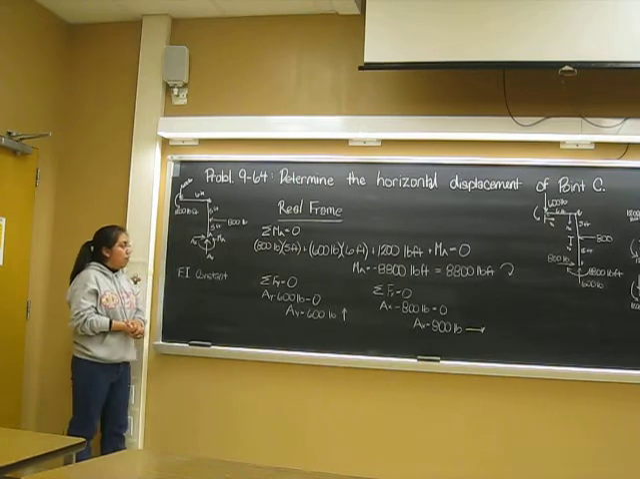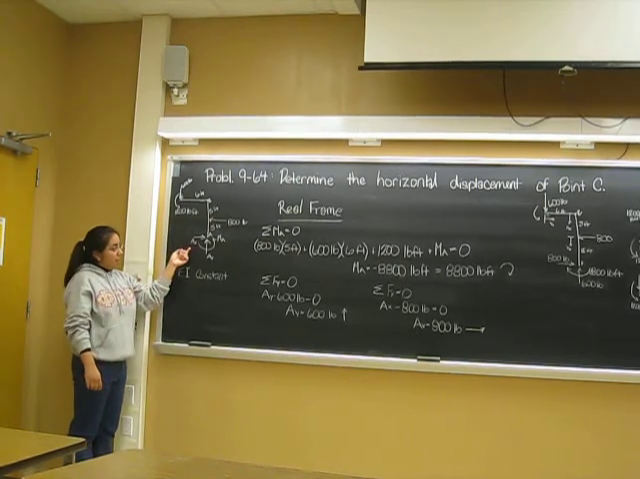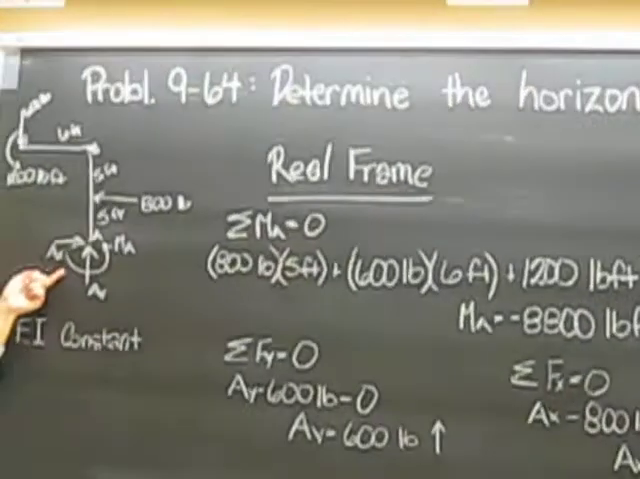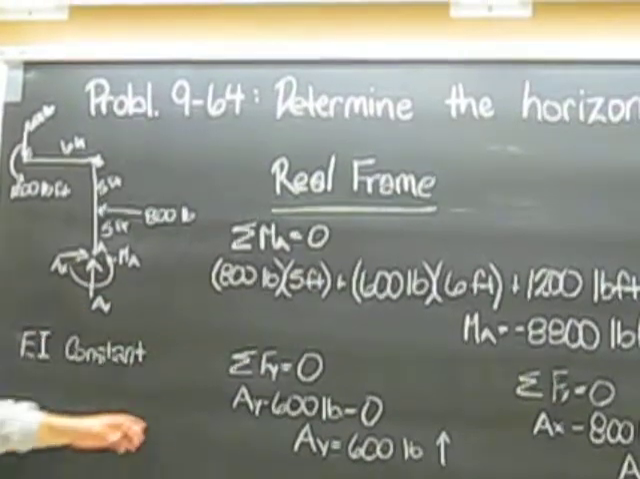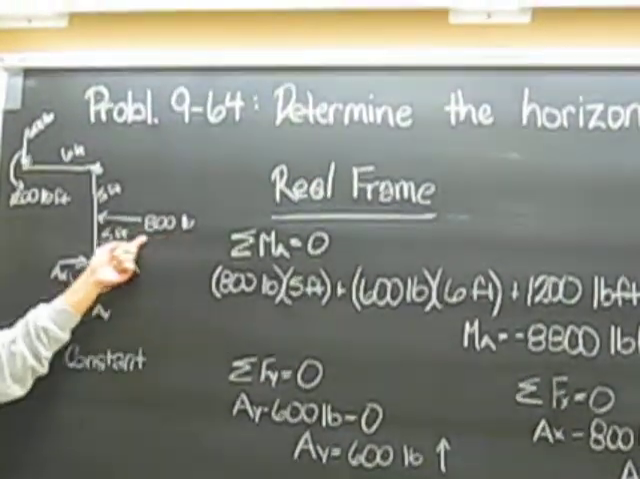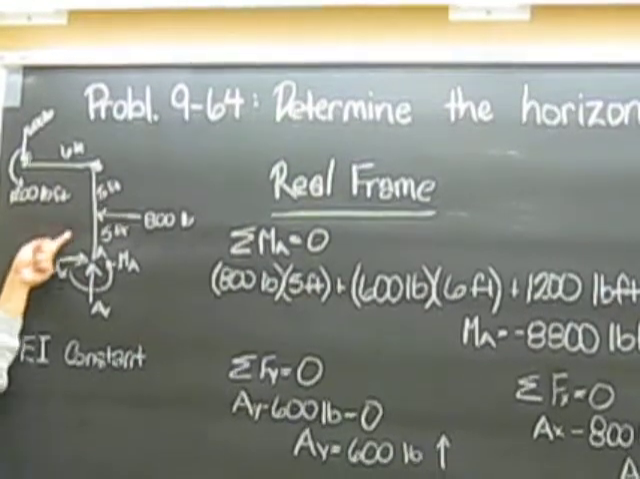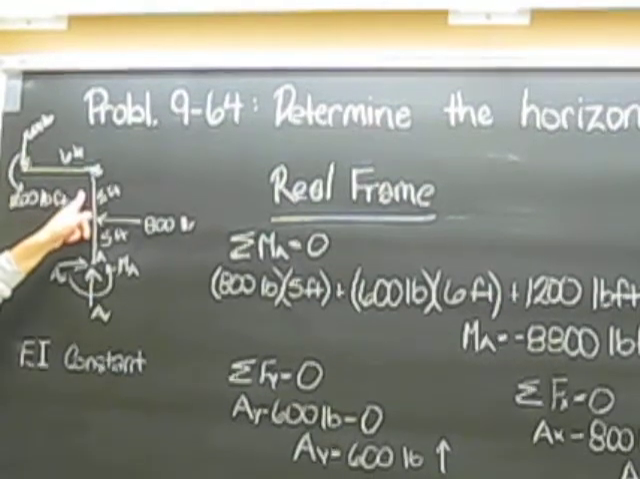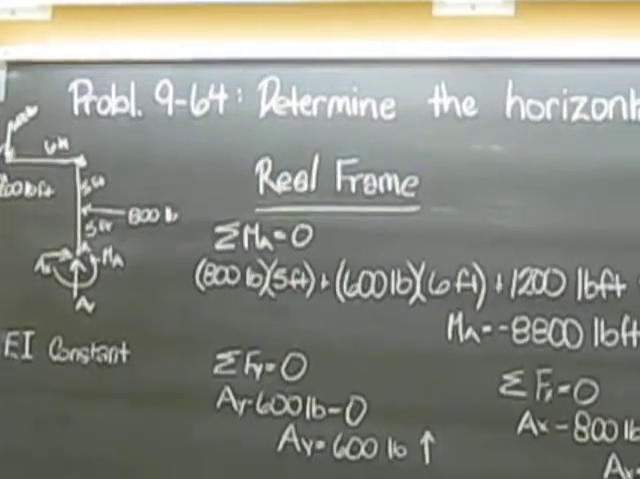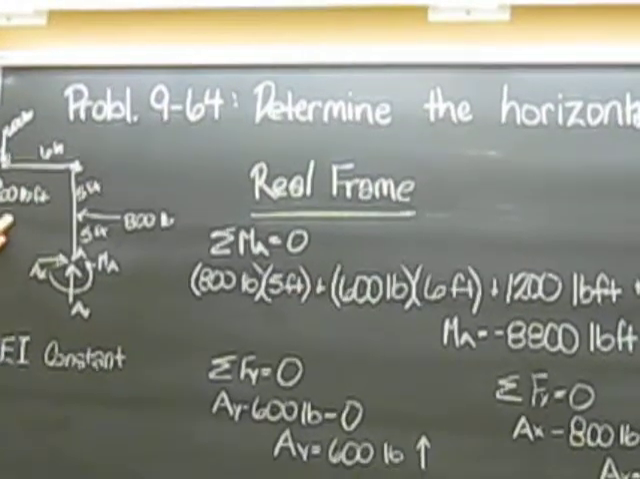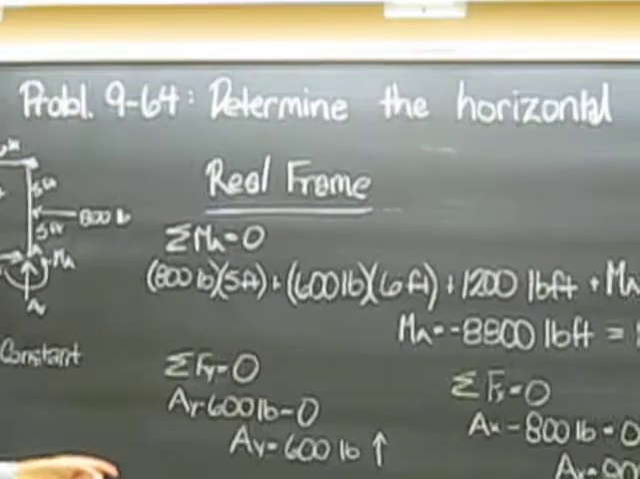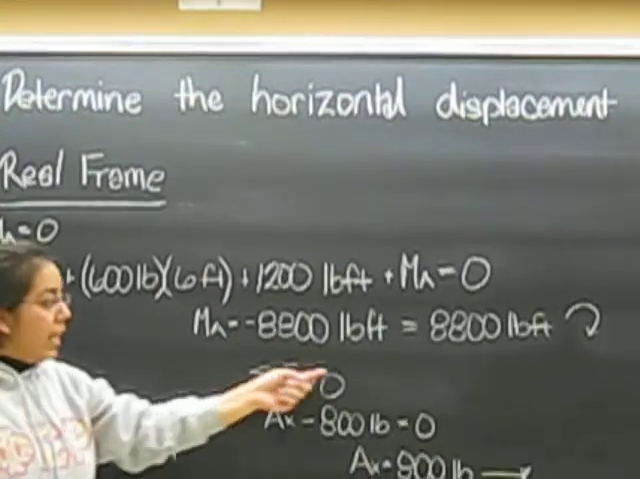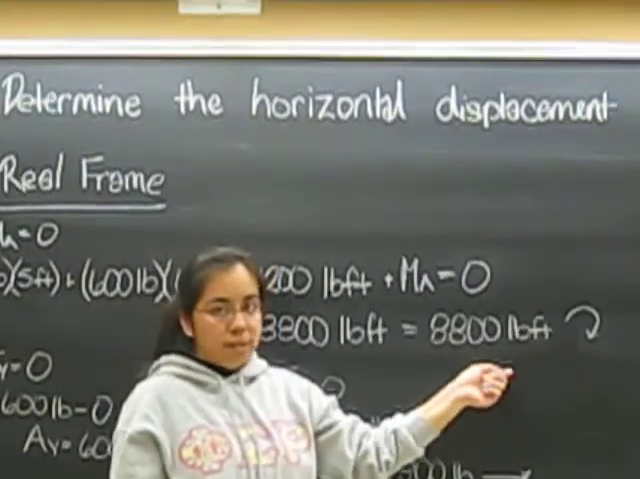We'll start off by solving for the unknown reactions at A. We have a fixed support at A, which means we have a horizontal and vertical reaction as well as a moment. To solve for the moment at A, we're going to take this 804-pound force and multiply it by a distance of 5 feet. We're going to add that to 600 pounds multiplied by 6 feet. And then we're going to add the moment at point C, which is 1,200 pound-feet, in a counterclockwise direction. This gives us a negative moment of 8,800 pound-feet at A, which is 8,800 pound-feet in a clockwise direction.